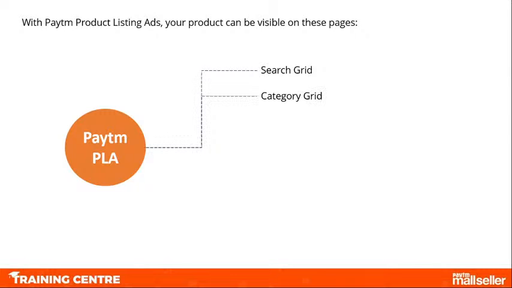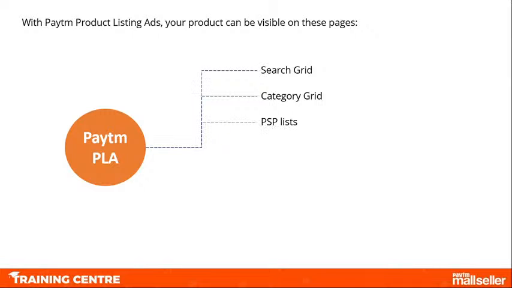Second is the category grids. Grids that open when customers navigate through the platform to reach a category section. For example, if a customer shops by a particular category on paytmall.com, says men's fashion, and then chooses a subcategory like t-shirts, then the sponsored product ads will be displayed in the results.